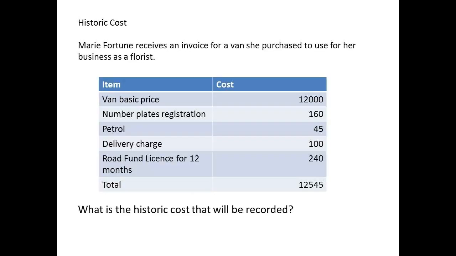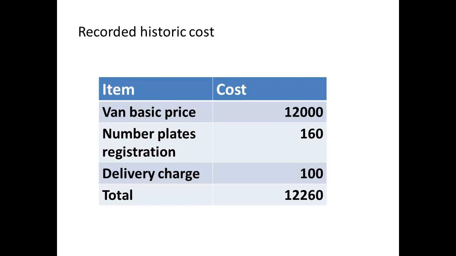Let us have a brief look at historic cost. A van is purchased to use in a business, and from the invoice we identify the following amounts. There is a total cost on the invoice, but what is the total we should record as the cost of the asset? We record the purchase price, the registration and the delivery charge because these are the costs of bringing the asset into use. We have not recorded the petrol or the road fund license because these are expenses associated with the use of the asset during the current period.